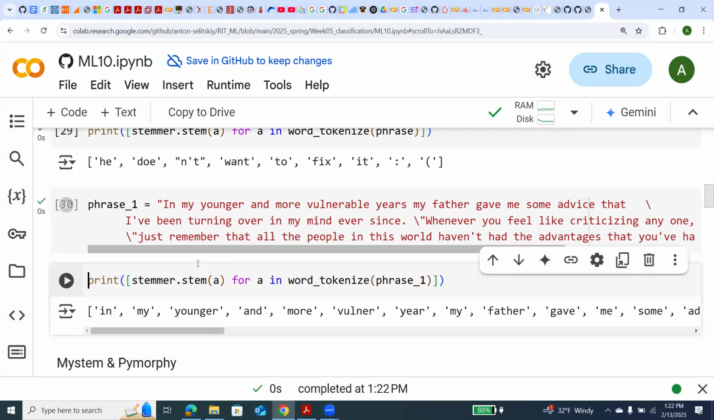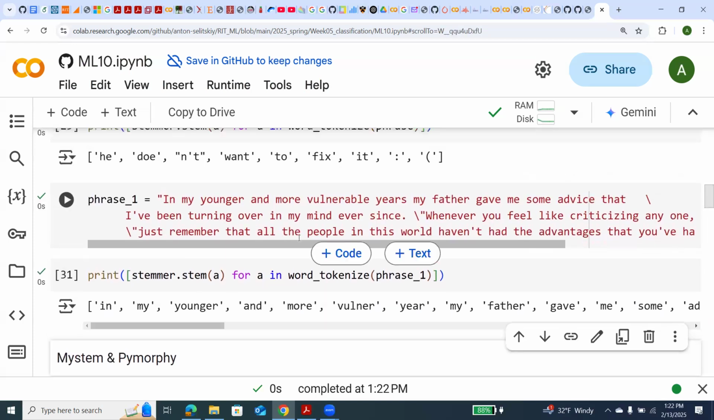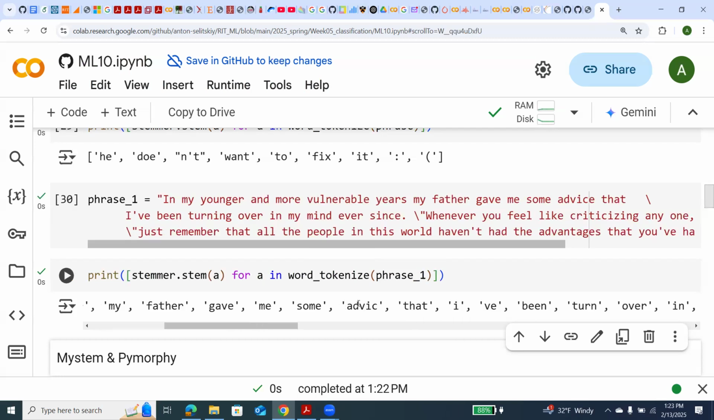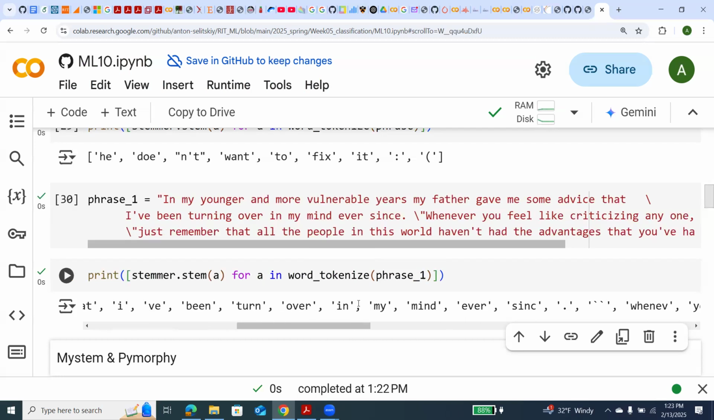Like if you have go and goes, you will have only go in your dictionary. And let's try to apply this to this phrase. So you can see that, for example, instead of since, it returns seen. So this is how stemming works.